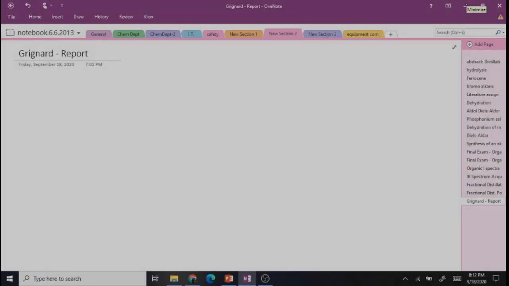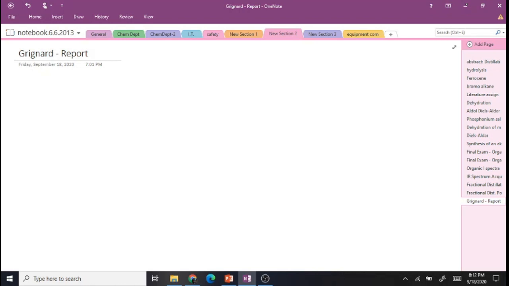All right, so let's talk about reports. First, reports need to be 1.5 or double spaced. Leave enough room for me to leave comments and suggestions for your report so that you can improve them after each iteration.